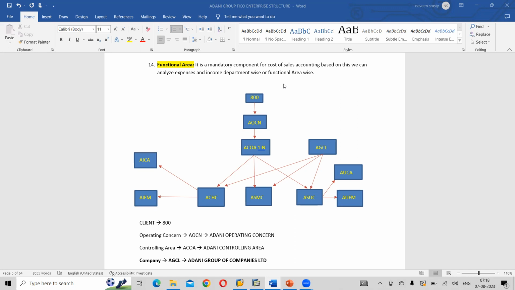So write down, I'll explain. You know that client is nothing but 800. What is this AOCN? AOCN is nothing but an operating concern, which is mandatory. Okay, so just write it down. AOCN stands for Adani operating concern.